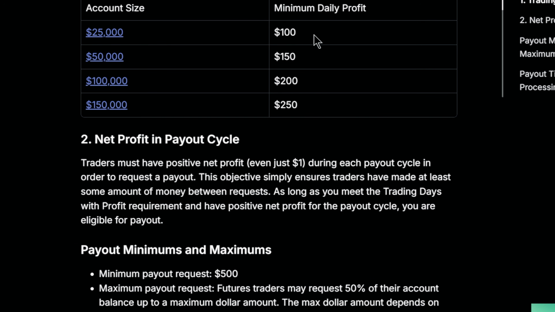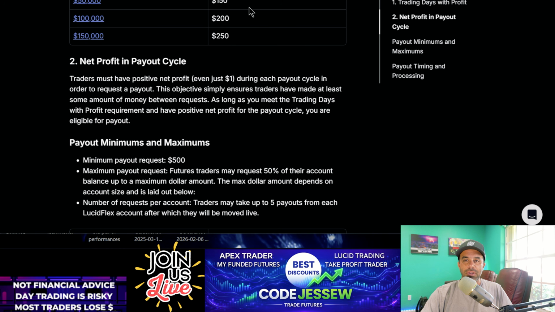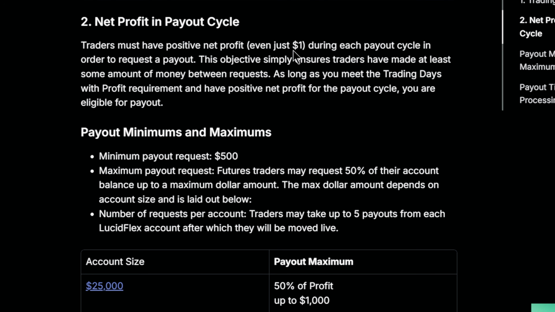25K, $100 minimum for 5 days, so 500 bucks. The 50K, you're gonna have to do 150 bucks minimum for 5 days, and it doesn't have to be in a row, right? You can have 20 trading days. As long as you had 150 bucks on 5 of those days or more, you're good to go. Maybe some days you only made 30 bucks, maybe some days you were break even, maybe some days you were red, but you need at least 5 days of 150 bucks or more, and obviously not have violated the drawdown rule. 100K is 200, 150K is 250.